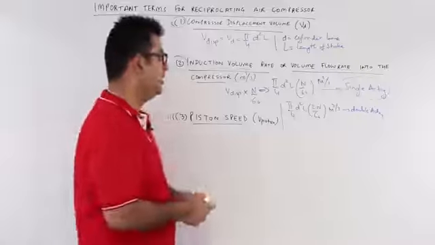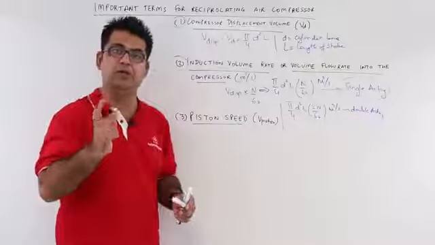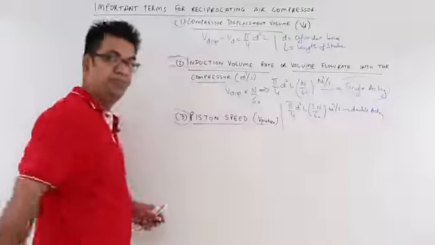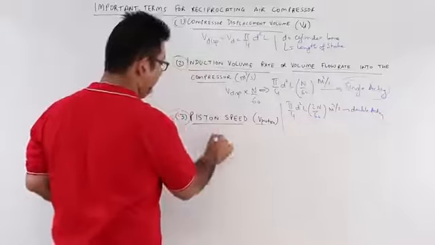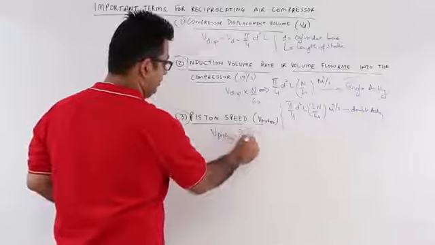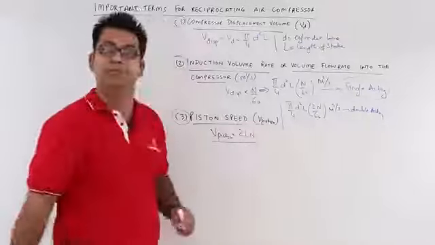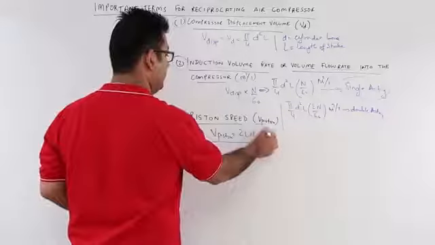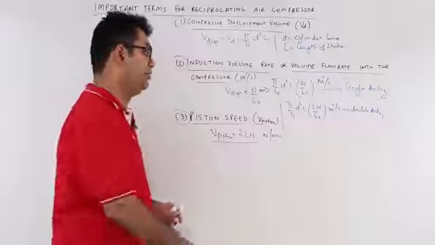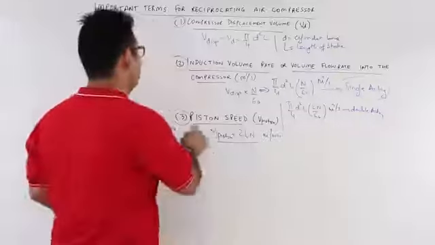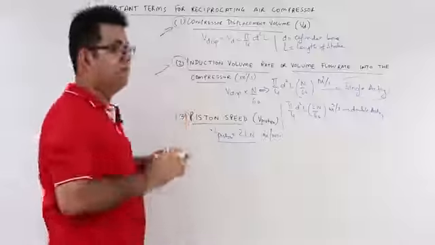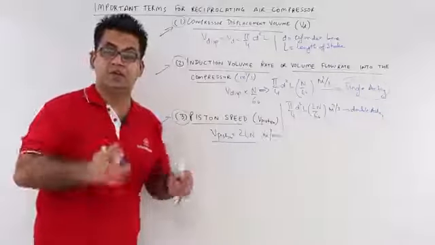Remember this. The last very important term is piston speed, that is V piston. V piston has a very straightforward formula, which is 2 into length of stroke into RPM. So this would be meter per minute. This is not in meter per second, this is meter per minute. These three terms are very important for us to remember and understand also.